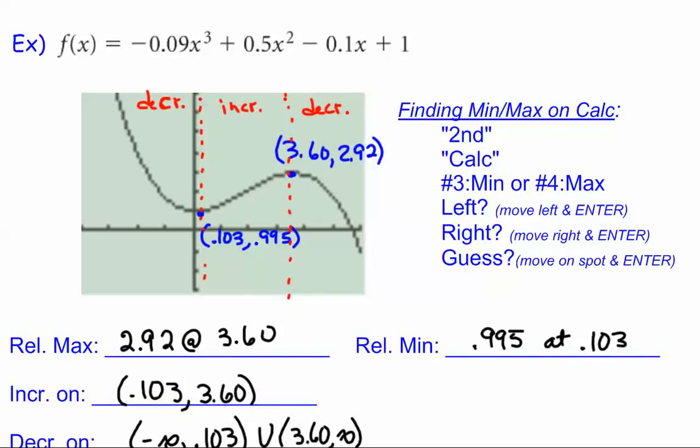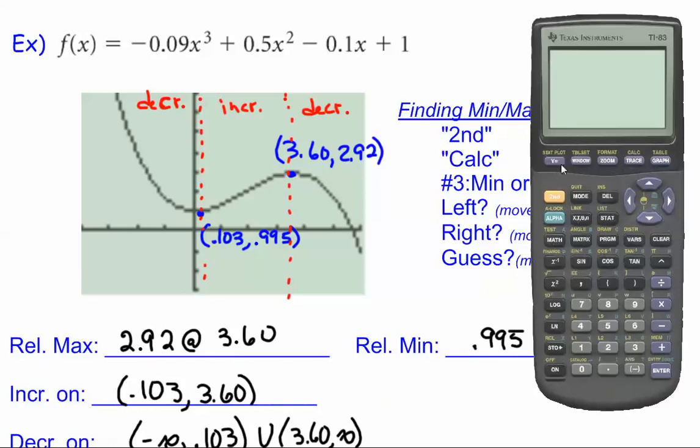All right, here we want to take a look at finding the max and mins and intervals of increase, decrease on a function where we're not given the graph, but we actually have to use our calculator to get it. To save a little time, I've gone ahead and put my function in my calculator already. One thing to remember, this little minus sign in front, you've got to use the one at the bottom here, not your operation symbol on the right.